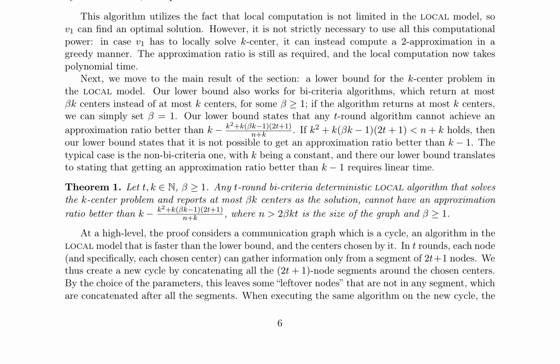In the typical case, where k is a constant, this implies that achieving an approximation ratio better than k+1 requires linear time. The proof of this lower bound involves constructing a communication graph as a cycle and executing the algorithm on it. By concatenating information segments gathered by each node and adding leftover nodes, a new cycle is created, demonstrating the lower bound on the approximation ratio.